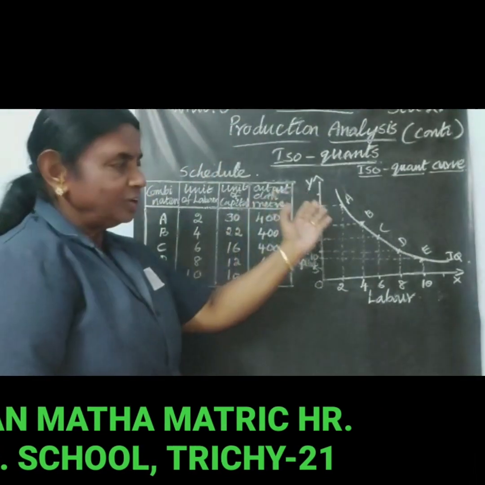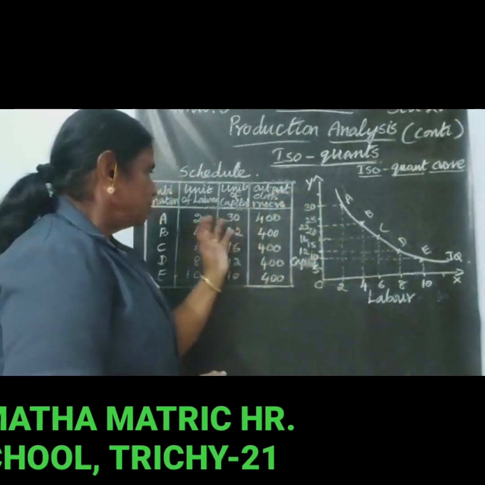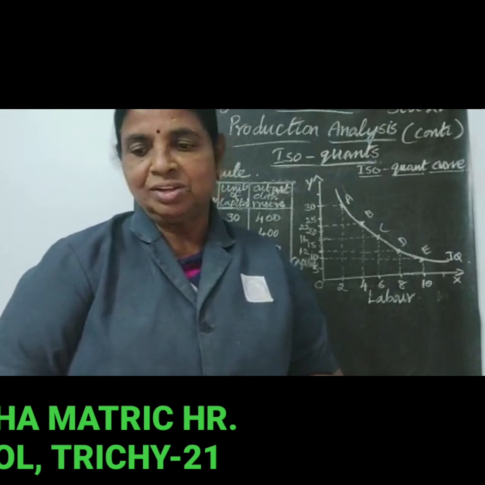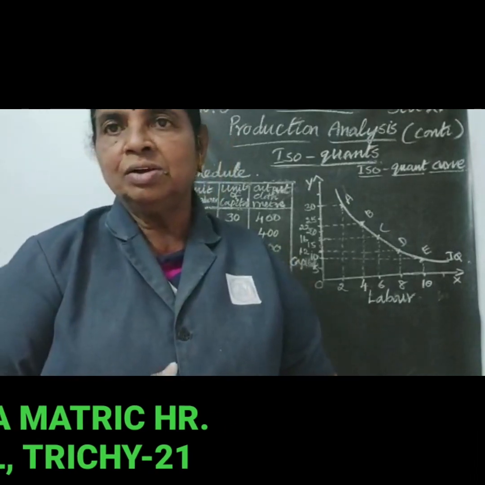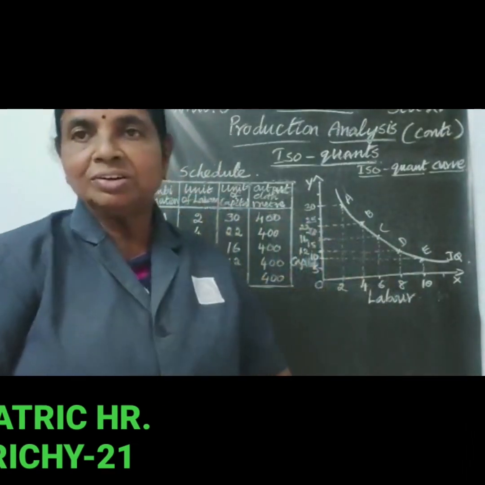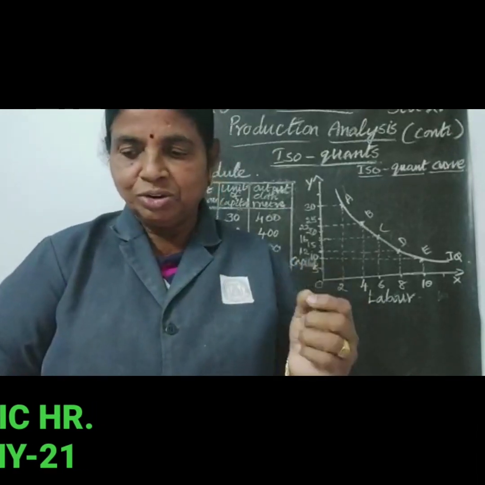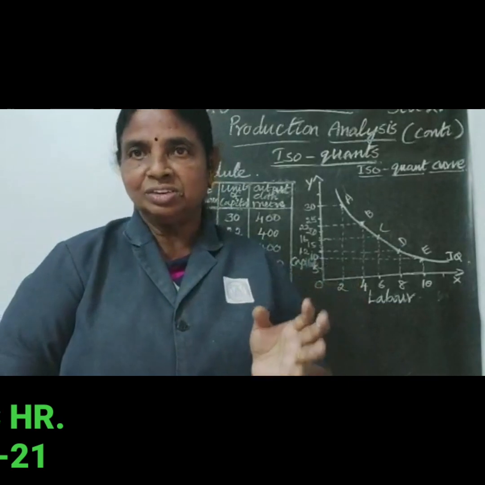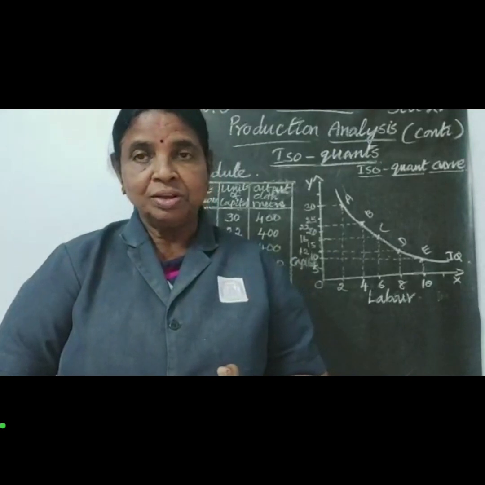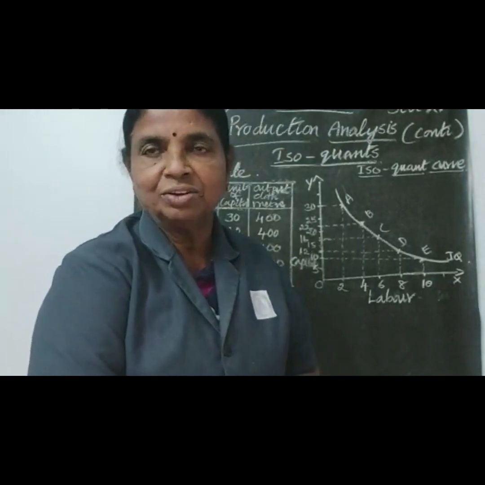We have 5 different combinations, but inputs are capital and labor, and they produce the same output, 400 meters of cloth. This is easily proven with the help of the schedule and the isoquant curve. So an isoquant or isoproduct curve can be drawn with the help of the isoquant schedule. Let us continue learning isoquant maps and properties of isoquants in the next class. Thank you for listening.